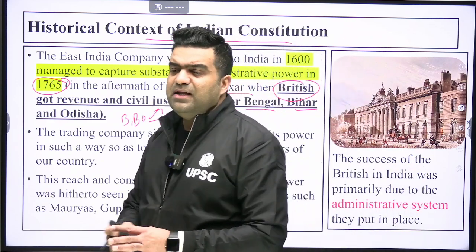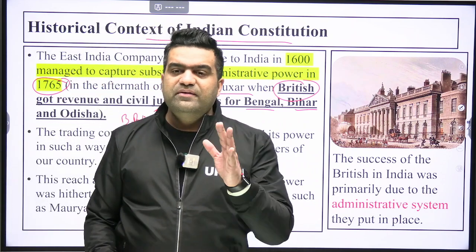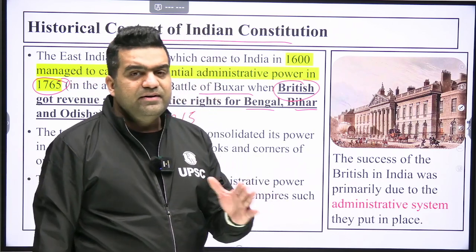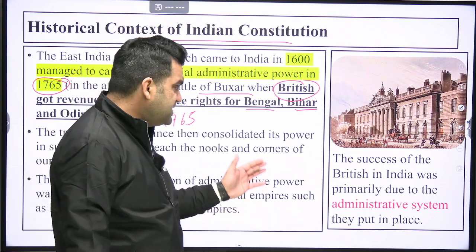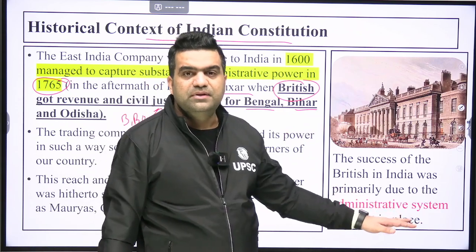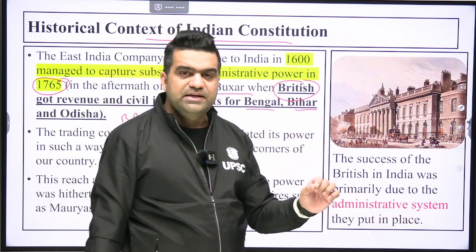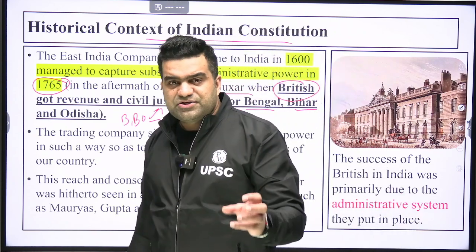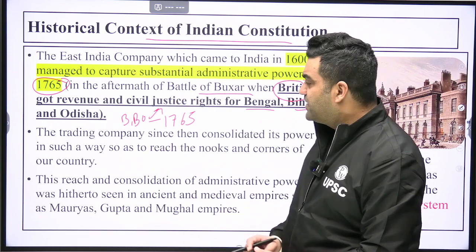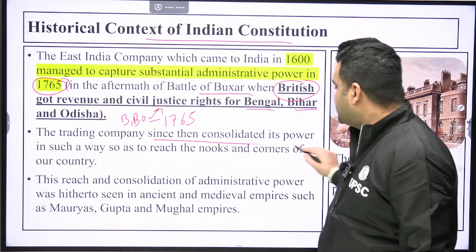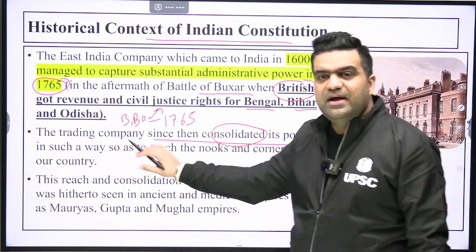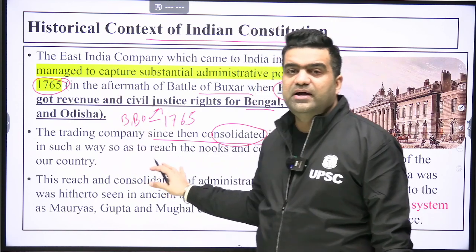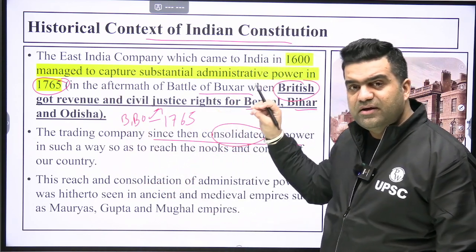Now, what was the reason that gradually they were able to penetrate the nook and corner of India? The East India Company was able to enter every nook and corner, all sorts of villages. The reason is their administrative system, the attention to the minor details that they had given in creating the institution of district collector, then allowing Christian missionaries. We are going to see those details as we proceed along in this lecture. Now, the trading company since then consolidated its power in such a way that they were able to expand their jurisdiction all over India, nook and corner, remote corners of interior lands of our country.